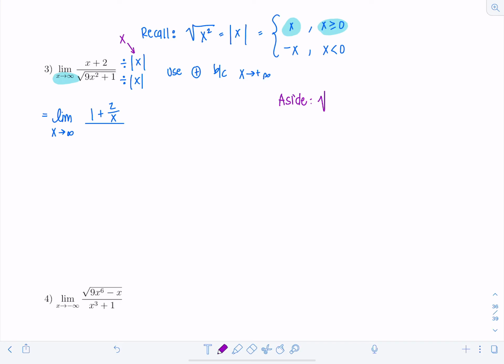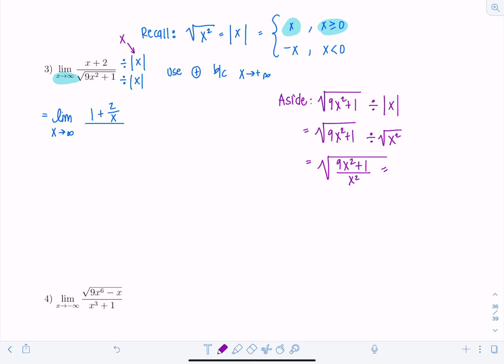So I need to divide rad 9x squared plus 1 by the absolute value of x. So I need to divide rad 9x squared plus 1 by rad x squared. Okay, so you're taking radical 9x squared plus 1 and dividing by x squared. So what does this become? Radical 9 plus 1 over x squared.